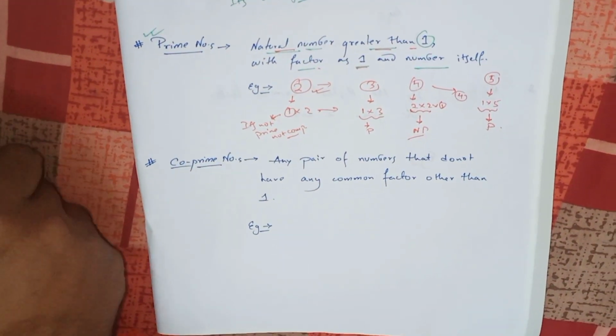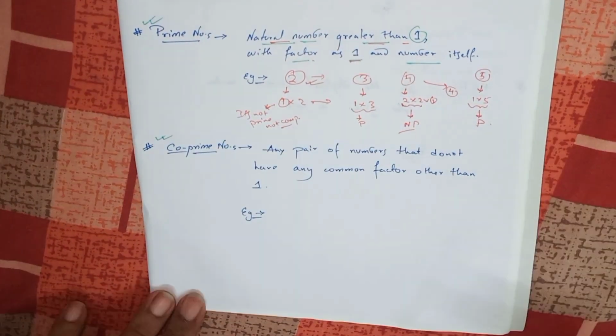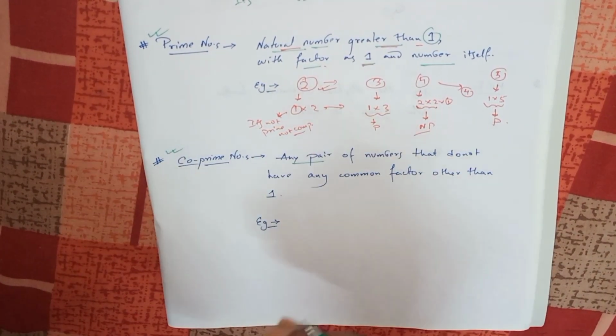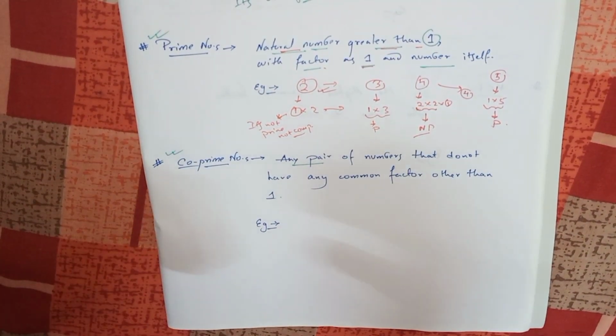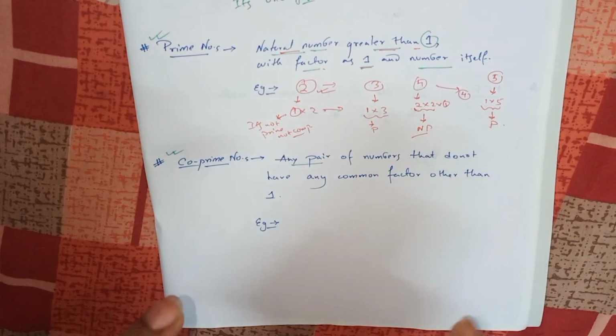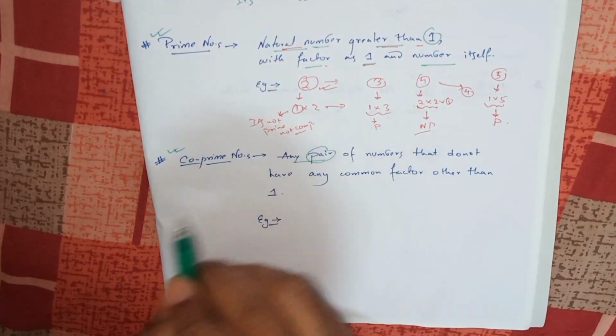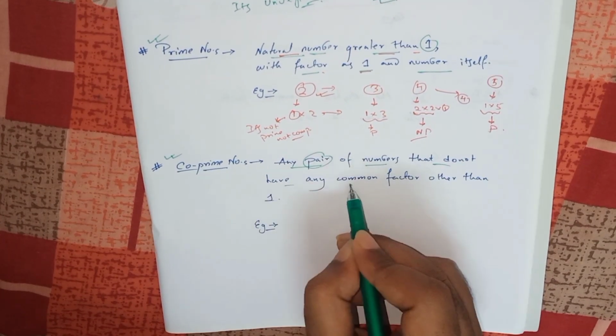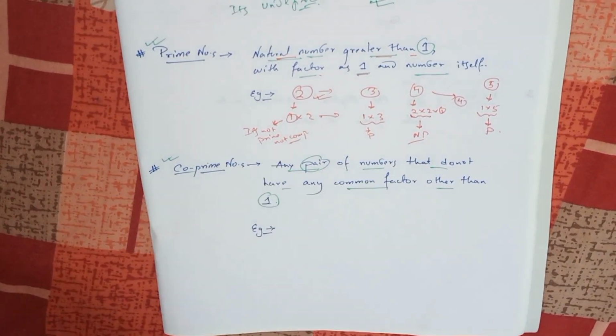Alright, now come to the topic coprime numbers. What I have written? Any pair. The examiner will ask questions based on coprime numbers and they will ask to compare. So we need a pair of numbers. Any pair of numbers that do not have any common factor other than 1.